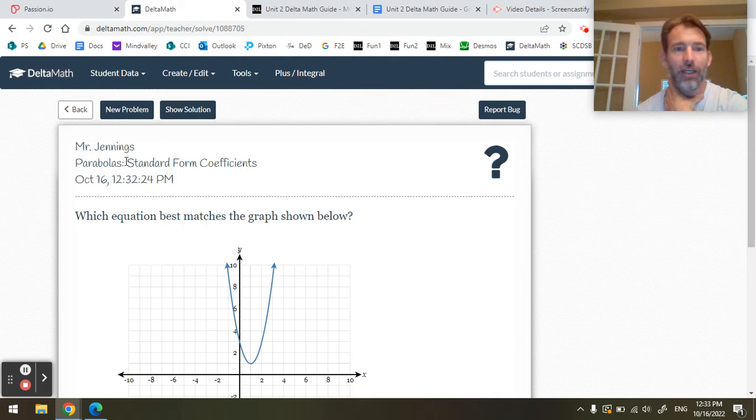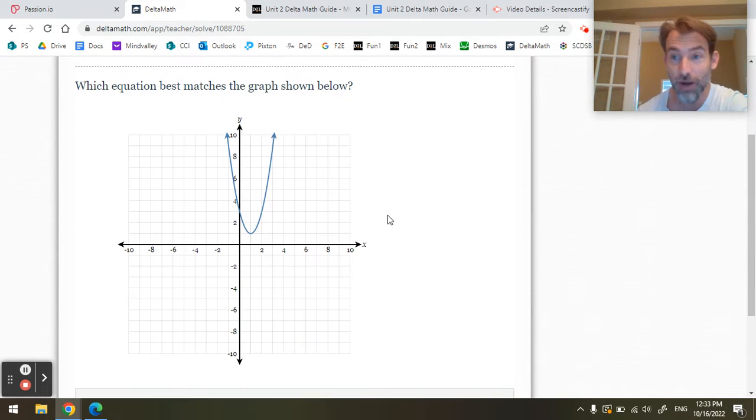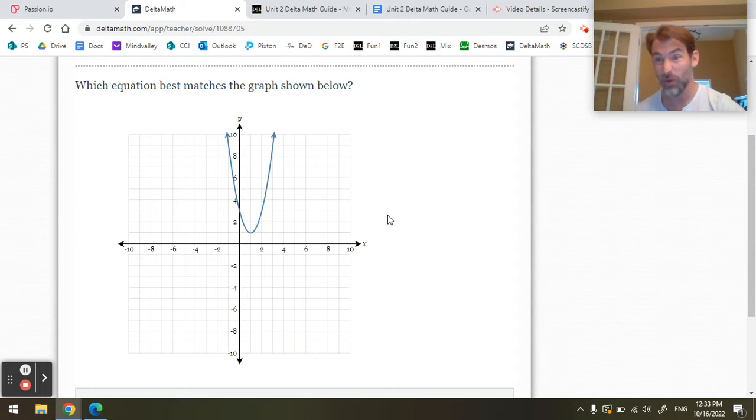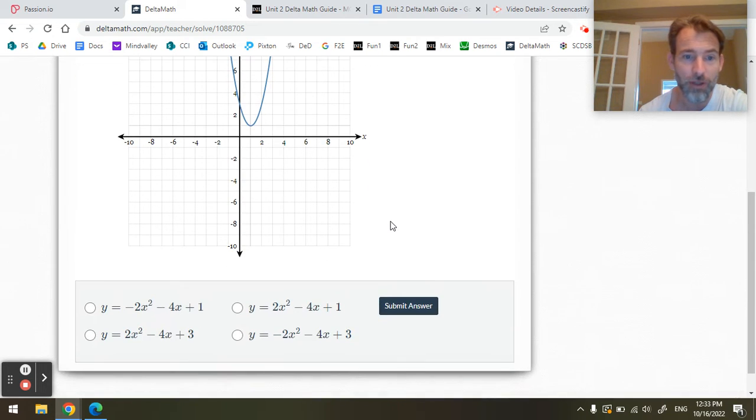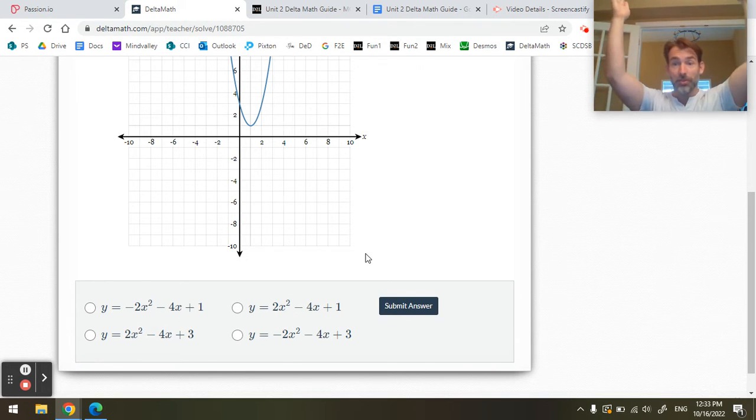Hi there. Here we're looking at standard form, intercept form, and vertex form coordinates. So this is about being able to look at a graph and know about what the equation should look like. Here, the things that I'm looking for to compare: I see some of these have a -2 for A and some of them have a 2 for A. If A is positive, the parabola opens upwards. If it's negative, the parabola opens downwards.